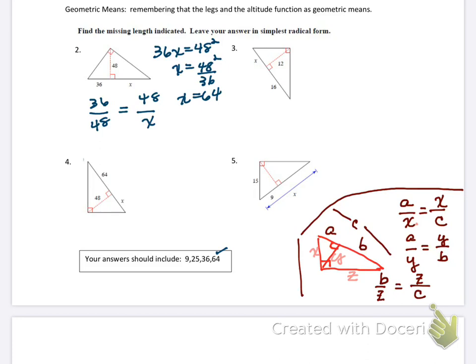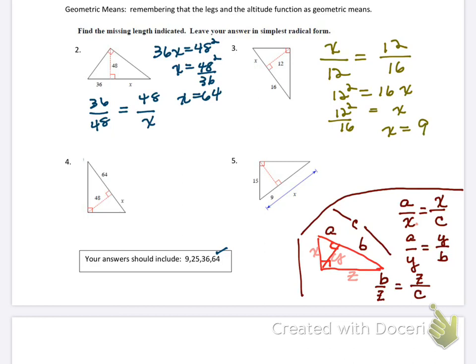This is also an altitude problem. So the altitude is the geometric mean, so you put it in the geometric mean spot between each piece of the hypotenuse. So 12 squared equals 16 times x. So x is going to equal 12 squared, which is 144, divided by 16. So we're getting x to be 9. Okay, so x was 64 here, and x is 9 here. Let's go on to the next problem, number 4.